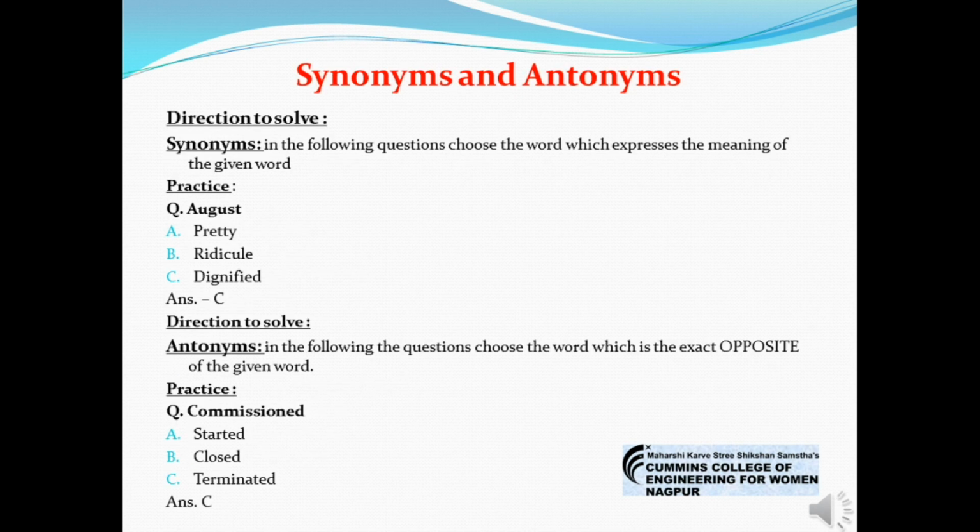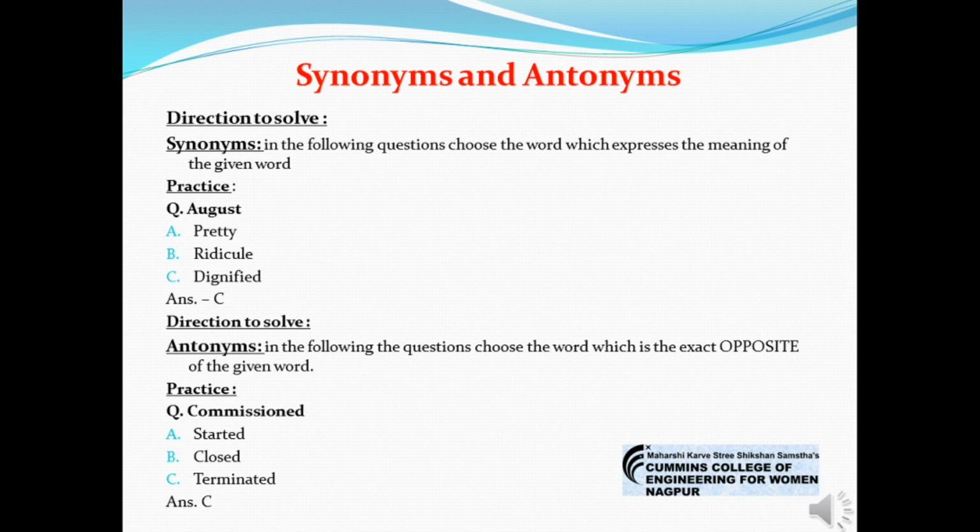Here we end our verbal ability section with the topic synonyms and antonyms. In the simple words, synonyms means the similar meaning words and antonyms means the opposite of the given word. In the practice section, the word August is given and you have to identify the similar meaning from the given options. So August means dignified. So option C is the correct one.